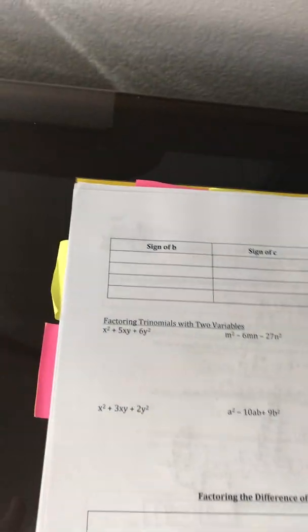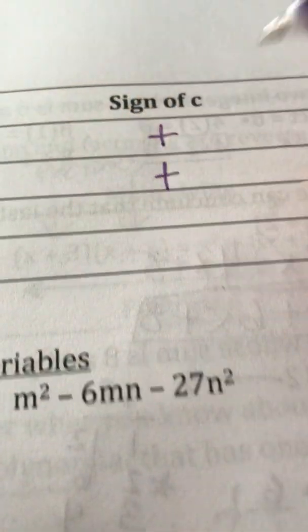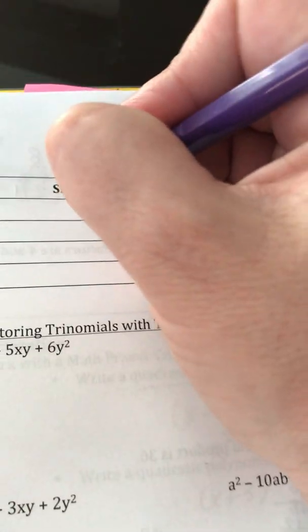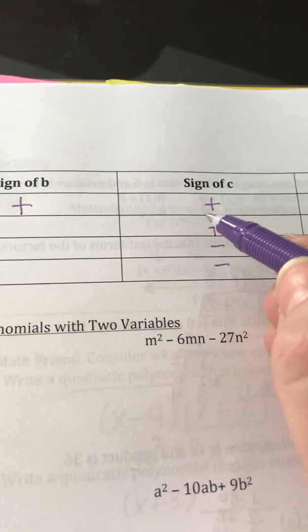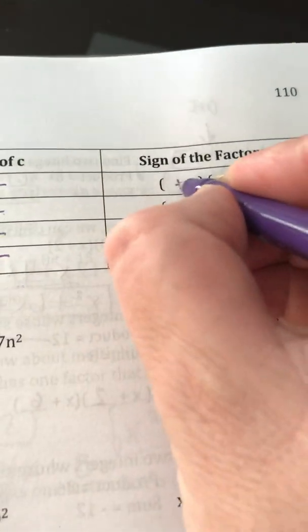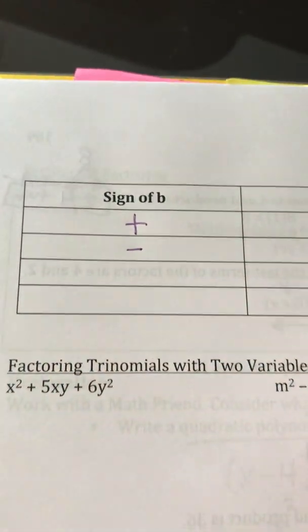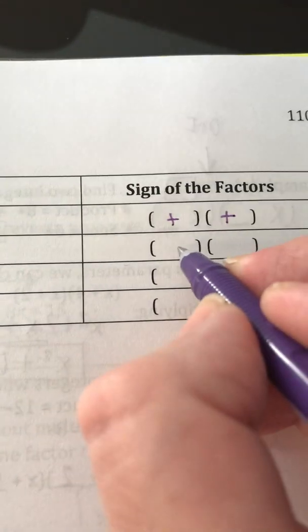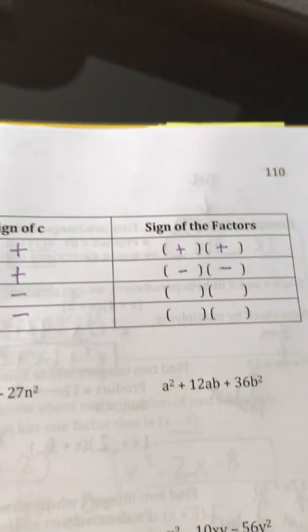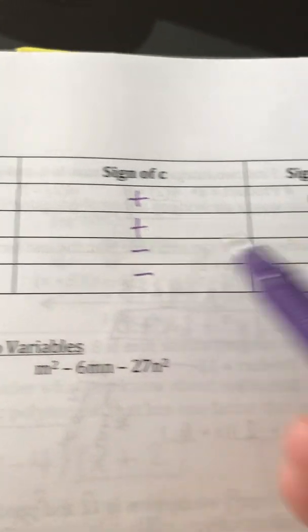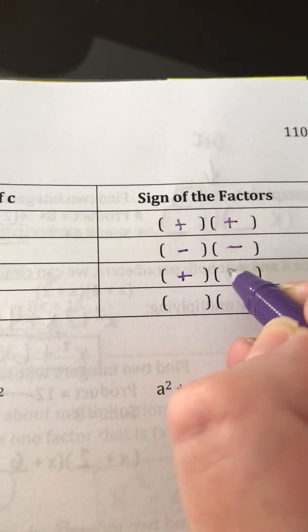So if we turn over to the next page here, we have a chart that we're going to fill out. If we have a positive B and a positive C, we know that the factors are both going to be positive. If we have a negative B and a positive C, we know that both of the factors are going to be negative. Okay? If we have a positive B and a negative C, one factor will be positive, one will be negative.